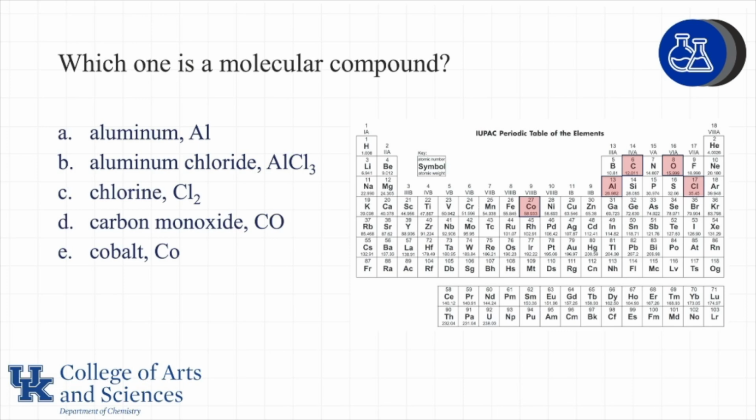Which one is a molecular compound? Carbon monoxide is formed from carbon and oxygen, which are both nonmetals, so that's a molecular compound. Aluminum is an element, specifically an atomic element. Aluminum chloride is a metal and a nonmetal, so it's an ionic compound. Chlorine is a molecular element because we have 2 chlorine atoms bonded together. Cobalt is an atomic element as well.